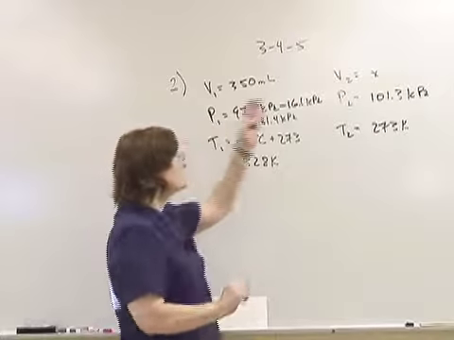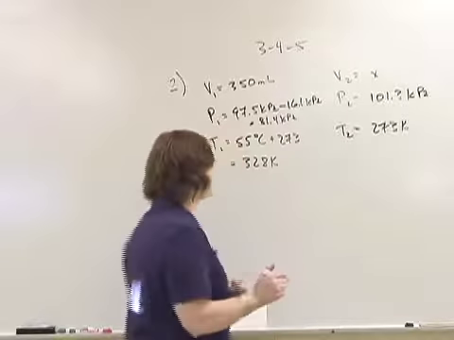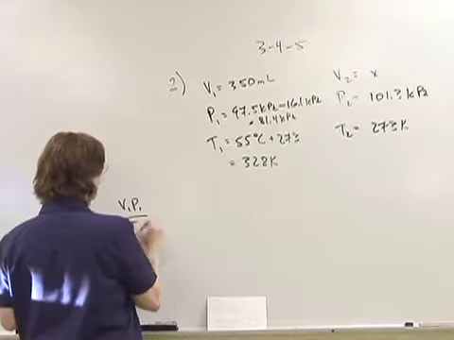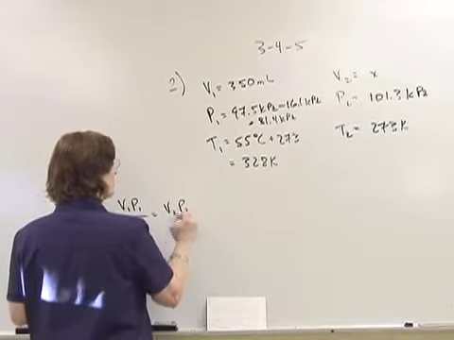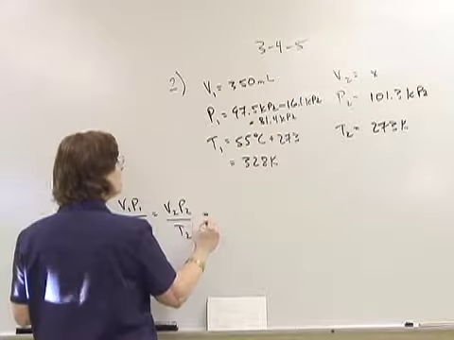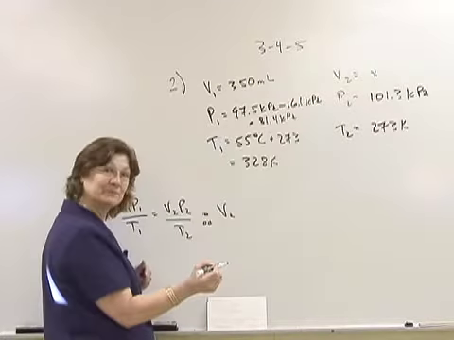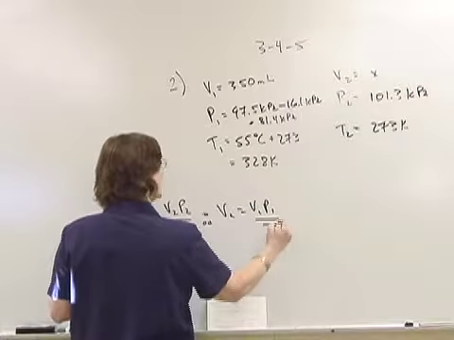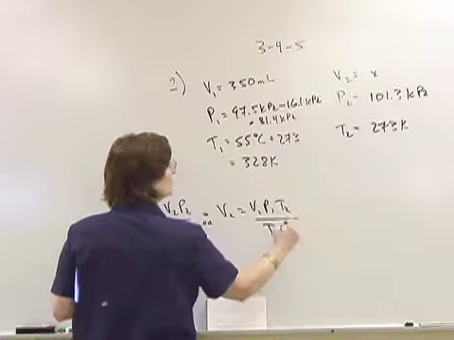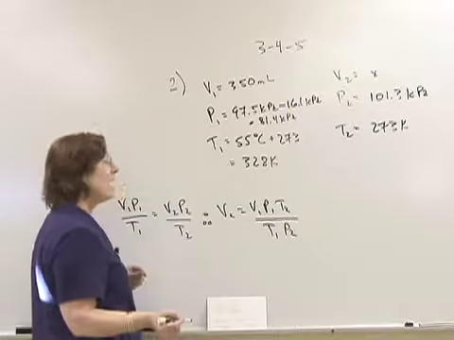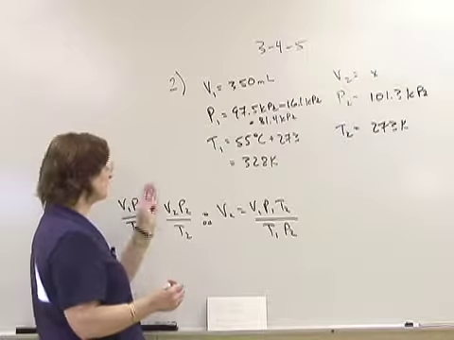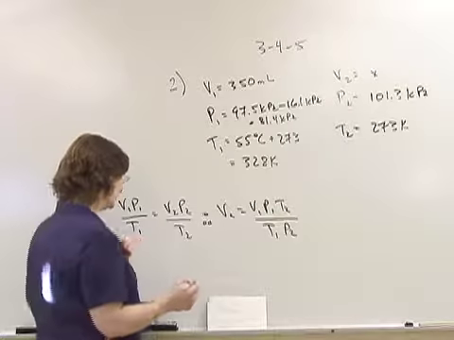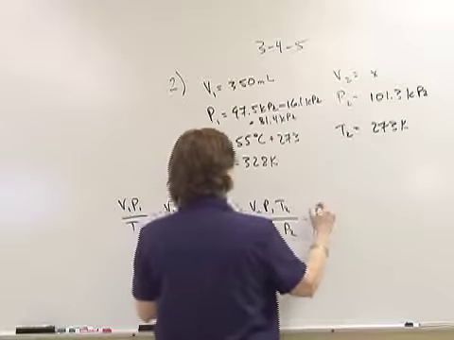We are changing it to standard conditions, and I know the combined gas law is V1P1 over T1 equals V2P2 over T2. Therefore, my V2 is equal to V1P1 over T1 times T2 divided by P2. Remember, we make fewer mistakes if we rearrange it and then put in the numbers. Now I will put in the numbers.